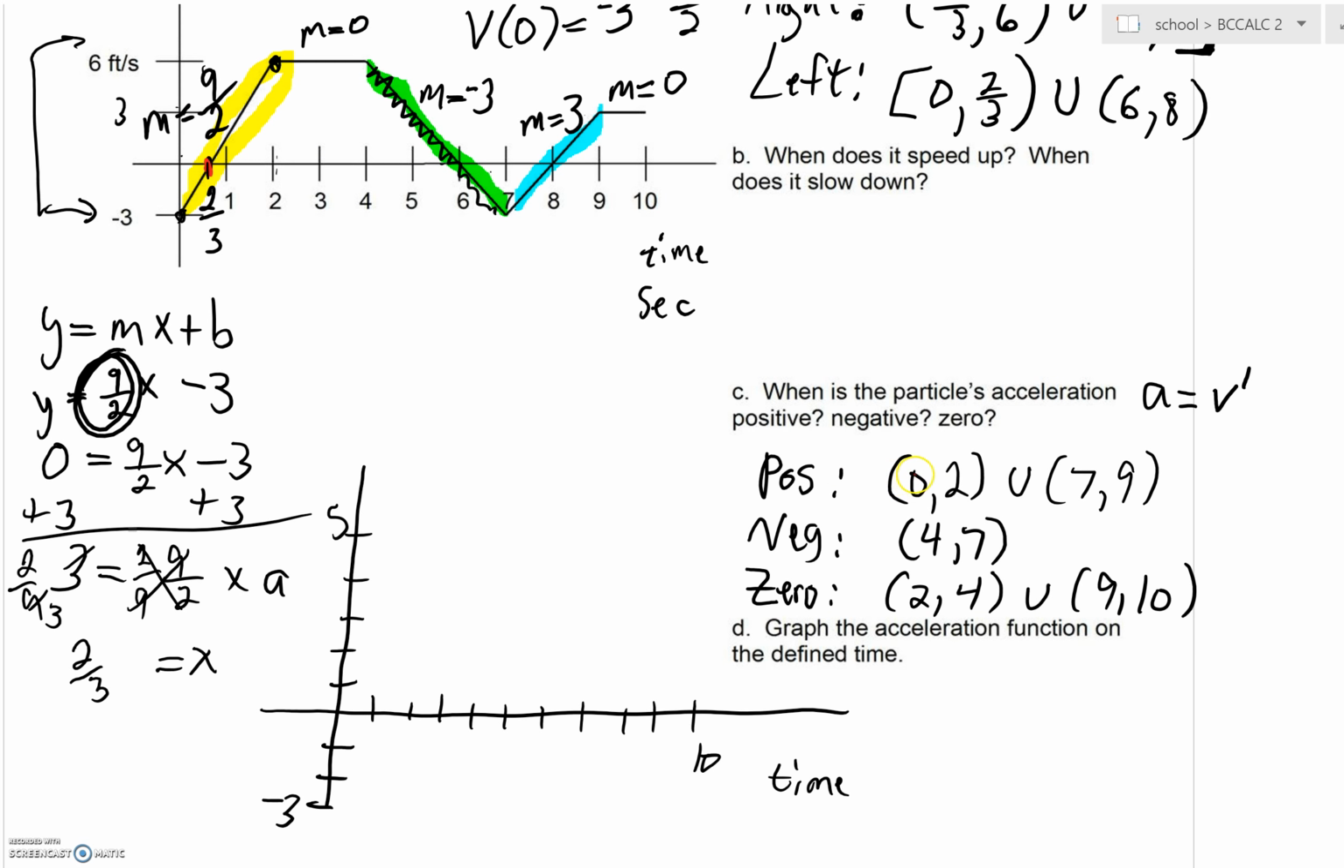You can see that between 0 and 2, our slope was 4.5. So I'm going to have open circles here. And then between 2 and 4, my slope was 0. Between 4 and 7, our slope was down here at -3. Oops, my pen's having a little bit of an issue. There we go. And between 7 and 9, we're going to be at +3. Then between 9 and 10, we're going to be back at 0. So that's part D. That's what the graph of the acceleration function would look like.